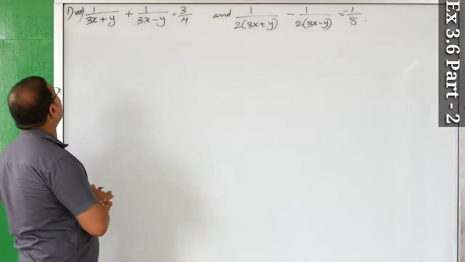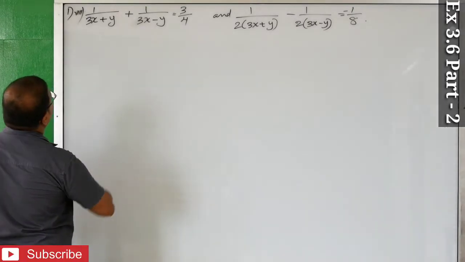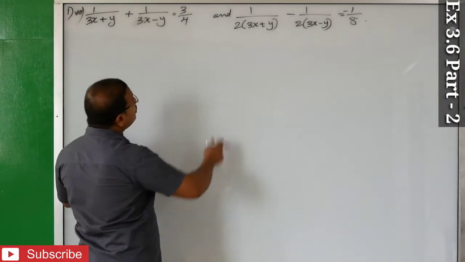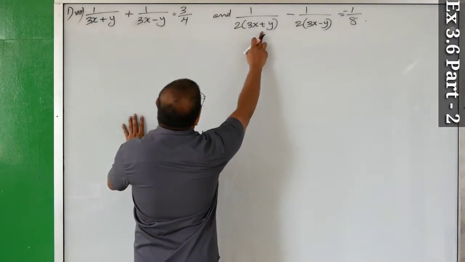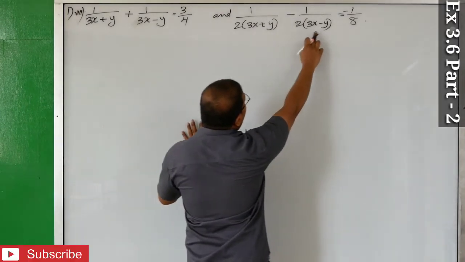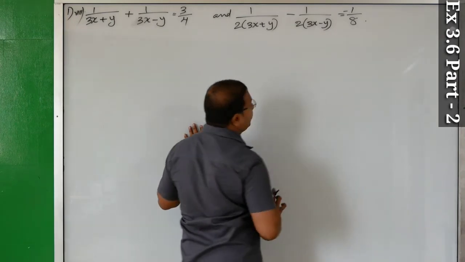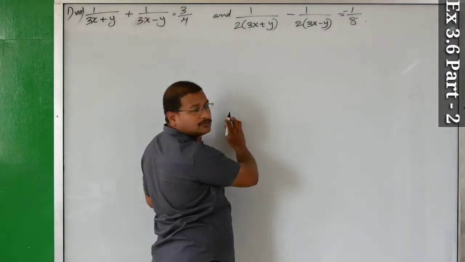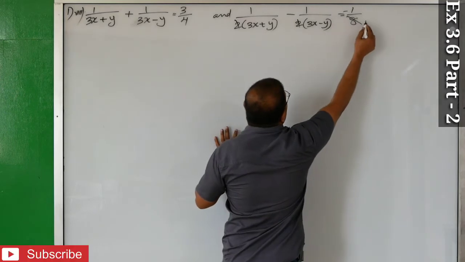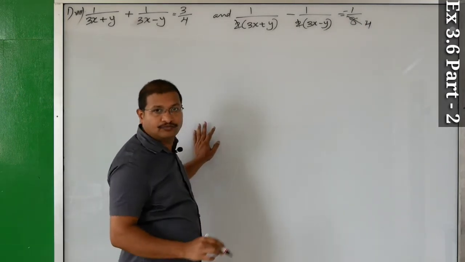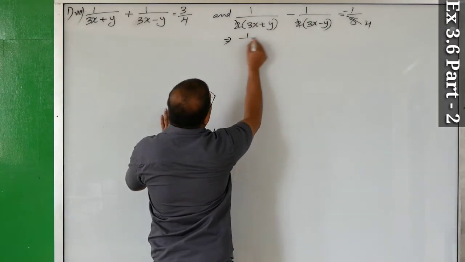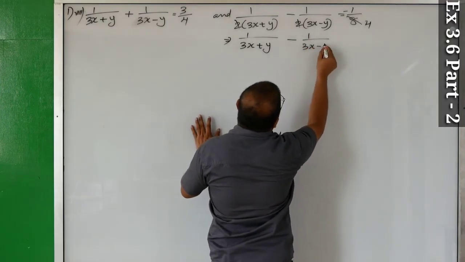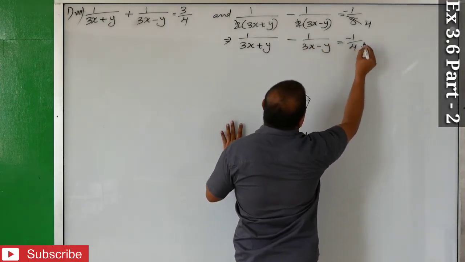Let's see question number 8. I'll write the question once. 1 by (3x plus y) plus 1 by (3x minus y) equals 3 by 4. And the next equation, 1 by 2 into (3x plus y) minus 1 by 2 into (3x minus y) equals minus 1 by 8. Looking at it, we will cancel this equation throughout by 2. Two 1s are 2, two 4s are 8. We are cancelling throughout by 2. Ready? That implies we can write this as 1 by (3x plus y) minus 1 by (3x minus y) equals minus 1 by 4.